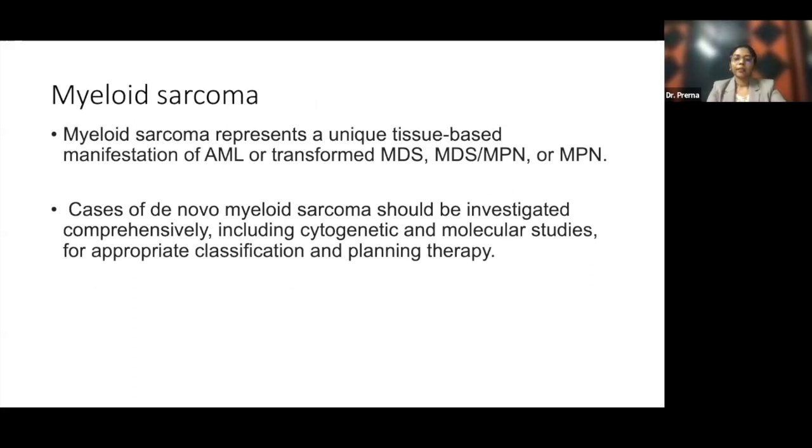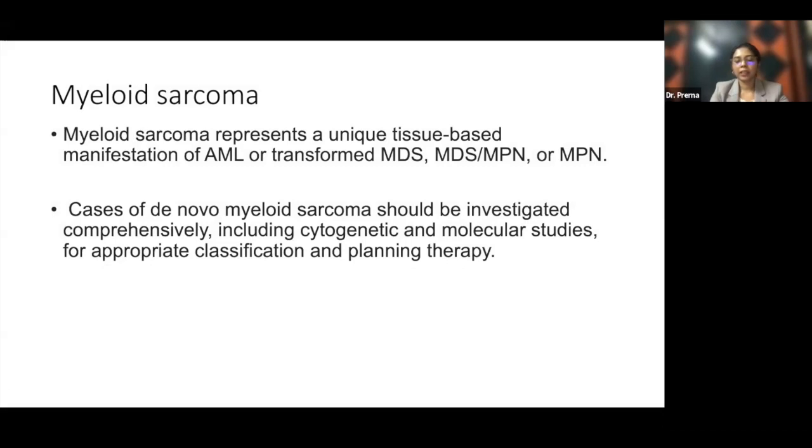Coming to myeloid sarcoma. Myeloid sarcoma represents a unique tissue-based manifestation of AML or transformed MDS, MDS-MPN, or MPN. So cases of de novo myeloid sarcoma should be investigated comprehensively, including cytogenetic and molecular studies, for appropriate classification and planning therapy.